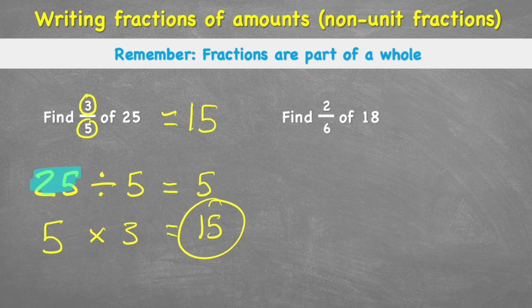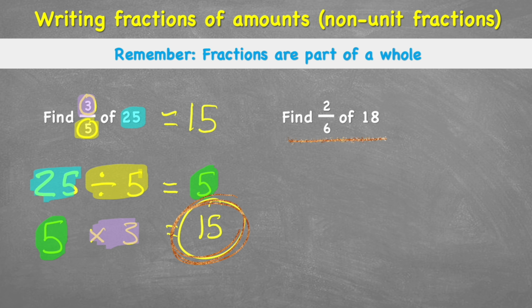So let's think about what we did here. We got our total quantity, which is our 25, and we divided it by 5, which was our denominator. And then once we got our answer of 5, we multiplied our 5 by our numerator, which was 3, to get our answer of 15.